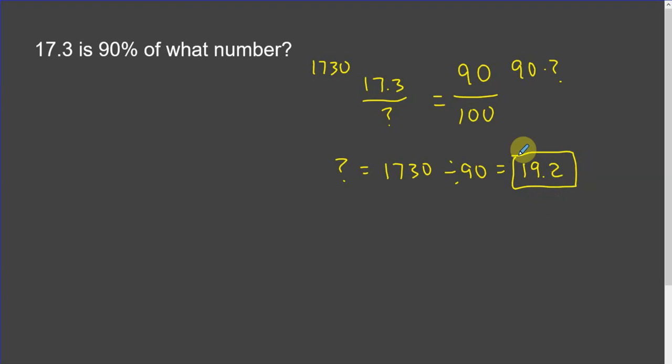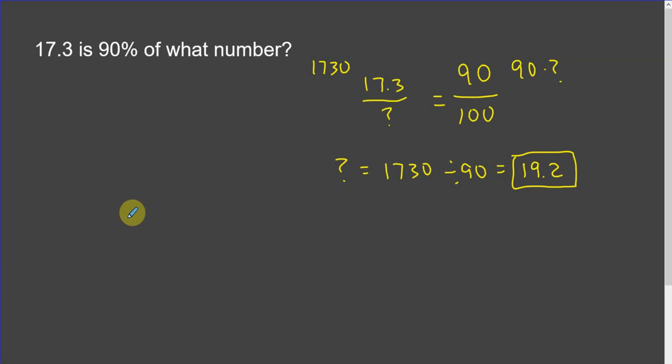And again, just thinking about, does that answer make sense? Yeah, because 90% is almost 100%. So 100% of 19.2 would be 19.2. 90% will just be a little bit less than that. 17.3. Yeah, it's at least in the ballpark. That's making sense. Our answer at least is not wildly off. So a little bit of a sanity check there.